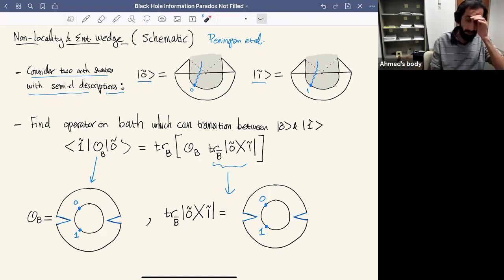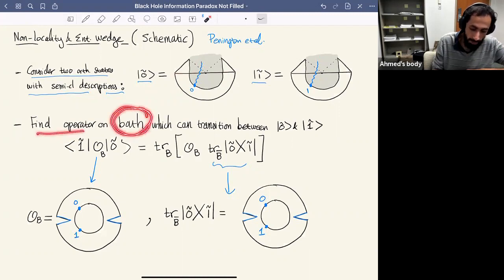The thing that I want, so these two guys are orthogonal. From the semi-classical bulk description, it looks like the particles are deep inside the ADS region. The question is now whether, to demonstrate this non-locality, you can find an operator purely on the bath, not even on the ADS boundary, that can transition between 0 tilde and 1 tilde. That it can take you from 0 tilde to 1 tilde. So basically, the question is whether this expectation value can be non-zero.